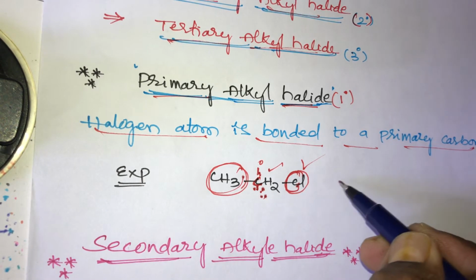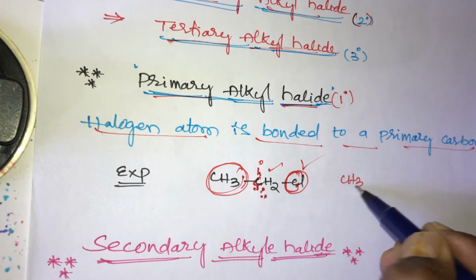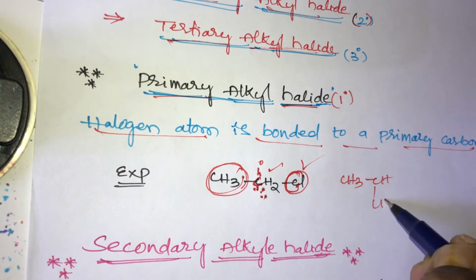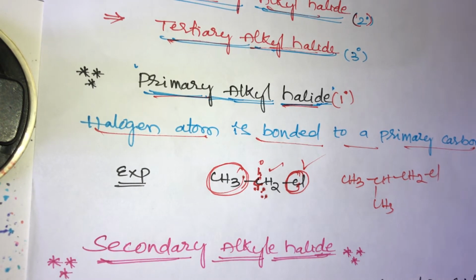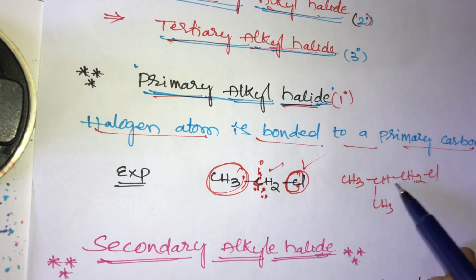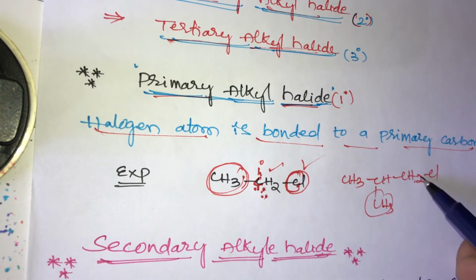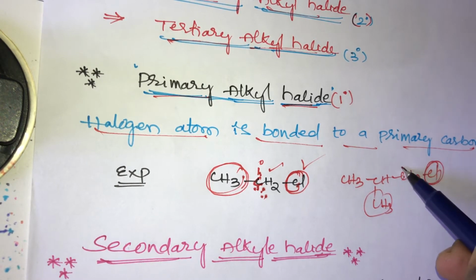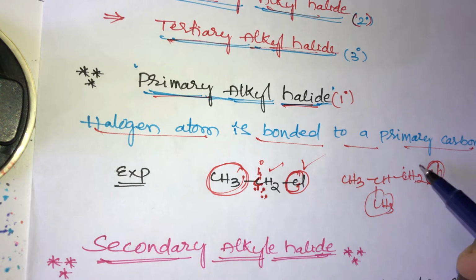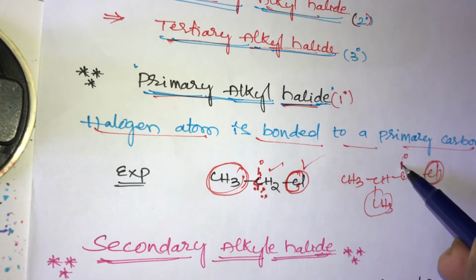And one more example, now take CH3, CH, CH3, CH2, Cl. This is called 1-chloro-2-methyl propane. It also belongs to primary alkyl halide. Why? Because this chlorine group is attached to the primary carbon. This is the primary carbon, 1 degree. This is called primary carbon.